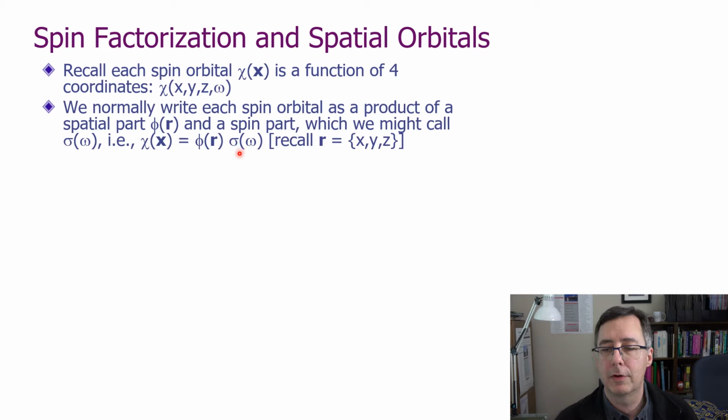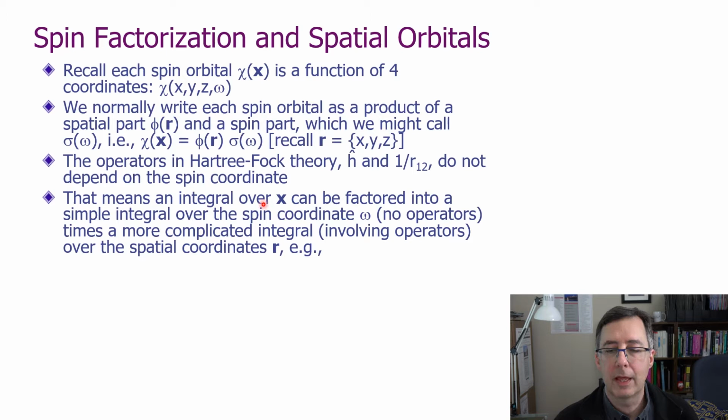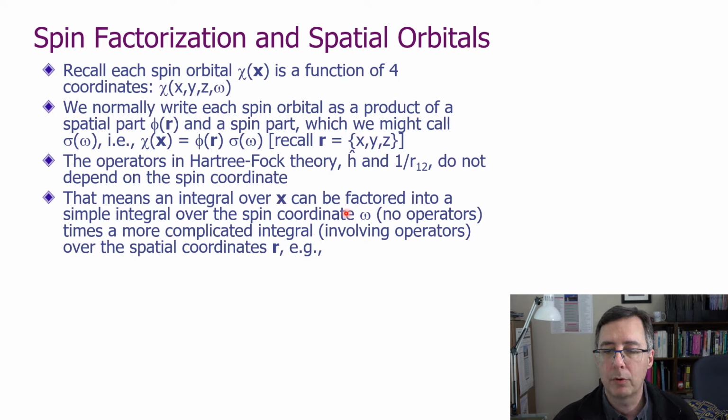Now, my operators in Hartree-Fock theory, h and 1 over r12, they don't really care what the spin is. So that's relevant. What that means is that when I have these integrals over x, really I can factorize that integral and make it an integral over a spatial part times an integral over a spin part. So I'm going to pull the integration over the spin part omega out, because there are no operators that take derivatives or anything. Just pull that out and do it as a separate factor and then multiply it by the spatial part.